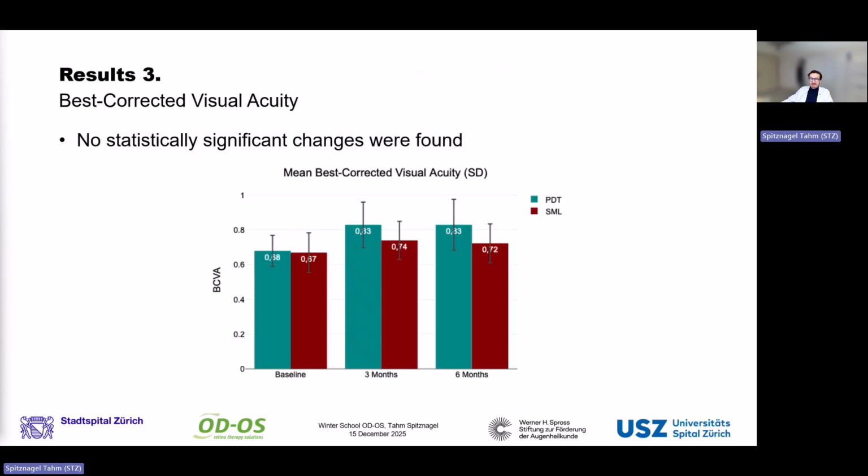Furthermore, we evaluated the BCVA. Same goes here. No statistically significant changes were found. In the beginning, the BCVA was around 0.67. After 3 months, it was already better, 0.83 and 0.74, and more or less the same after 6 months as well. There seems to be a slight difference between VA, but not statistically significant.